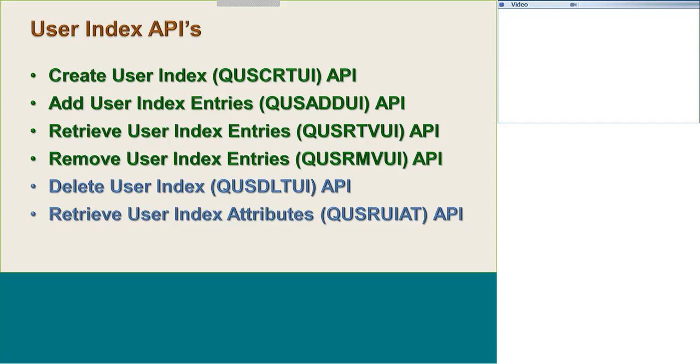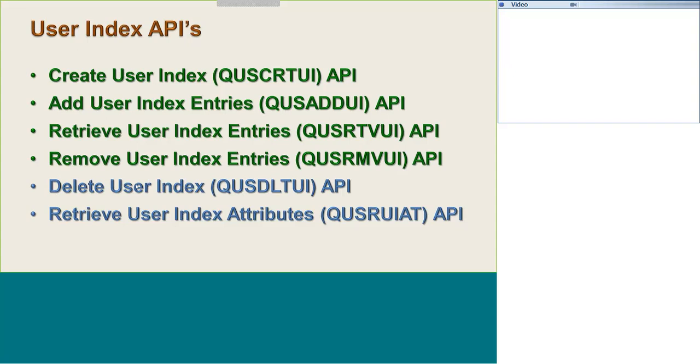Now, these last two might look very similar, but actually, the first one is a non-destructive read of an entry. So you can retrieve the entry and leave it in the index, which is a non-destructive read. So you can always reread that index should you wish to do so. The remove of the user index is a destructive read. It's read and remove. So those are the 4 APIs that allow you to drive the user index.